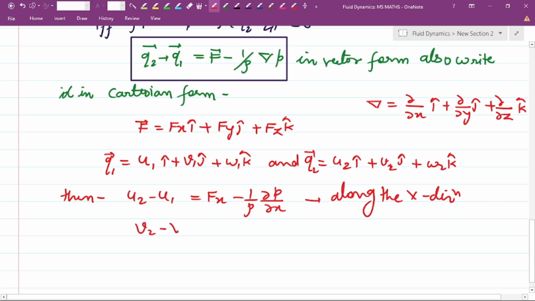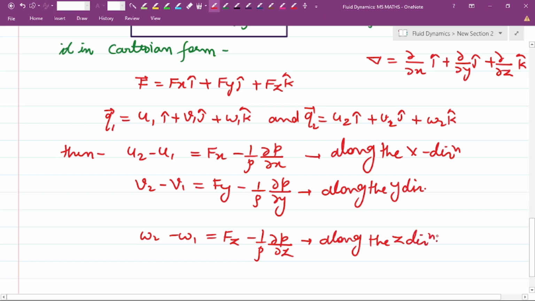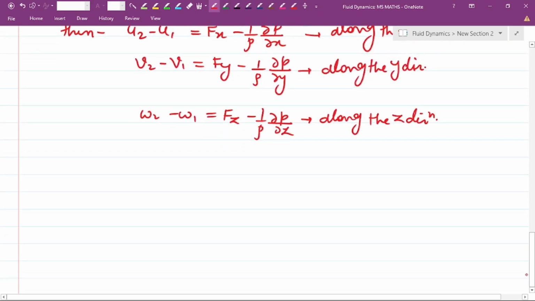Similarly, it will be v2 minus v1, then fy minus 1 upon rho dou p by dou y along the y direction, and this will be w2 minus w1 is fz minus 1 upon rho dou p by dou z along the z direction. So this is basically the Cartesian form of this equation in the effect of the impulsive force.